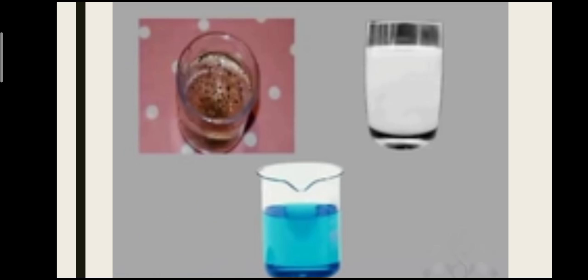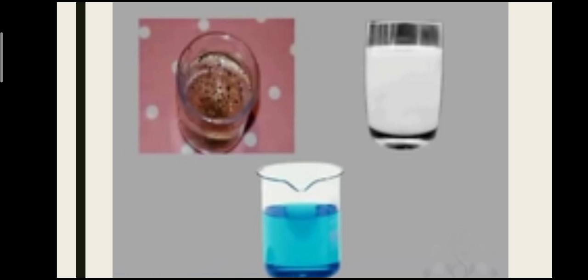One of these is a suspension. The properties of suspension are that it is heterogeneous. The components of suspension can be separated by filtration and it is not stable. It means if we leave the solution undisturbed for some time, the insoluble solid settles at the bottom. So, which out of the three, sand in water, aqueous copper sulfate solution and milk, do you think is a suspension?